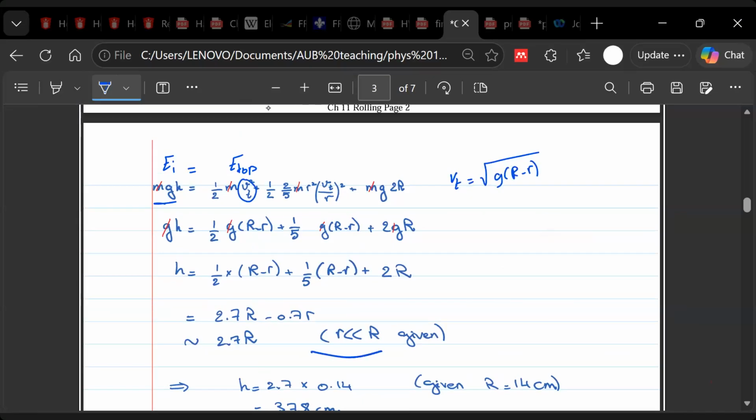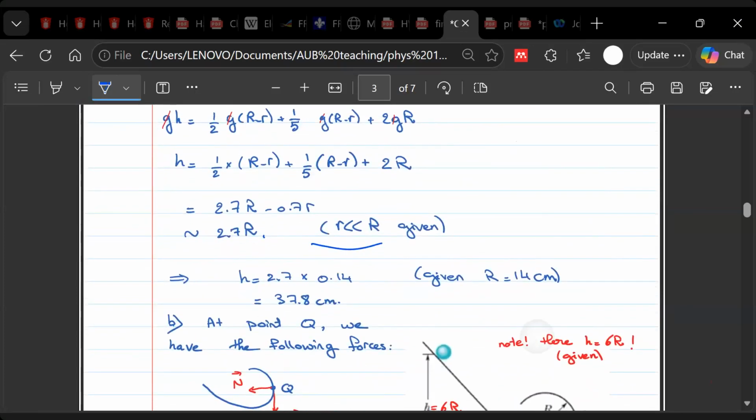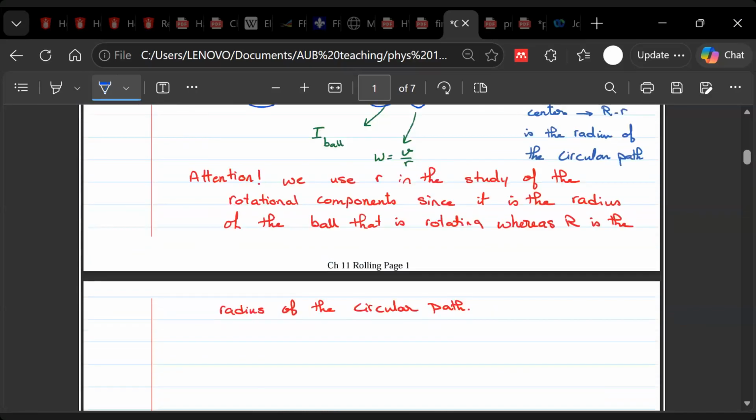Notice how at the end I removed small r, right? You can do it from the beginning, because I told you r is way smaller than capital R, you can cancel it out, but I prefer to put the general case for you to see it, all right? And I'm given the radius of the circular path, so I'll just plug this here and I can find the height. Now, I wanted to see part B.